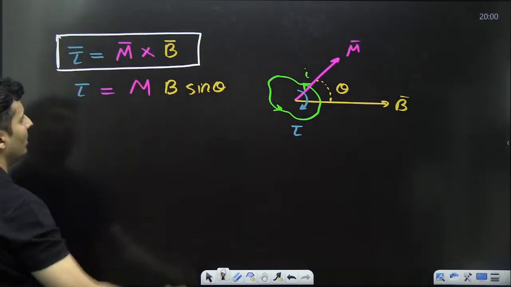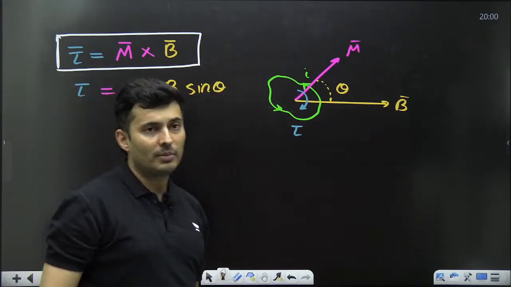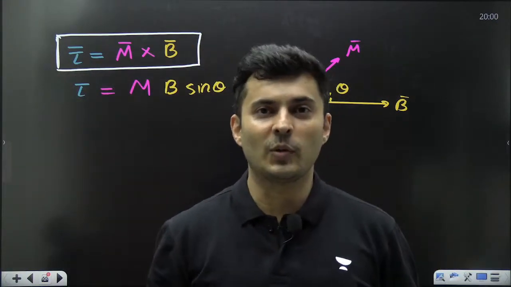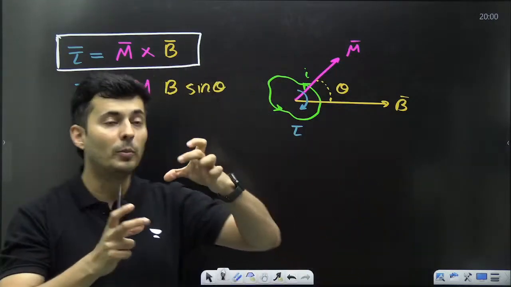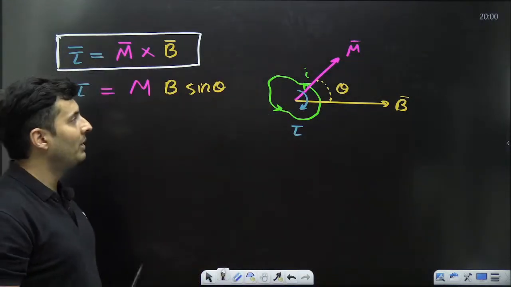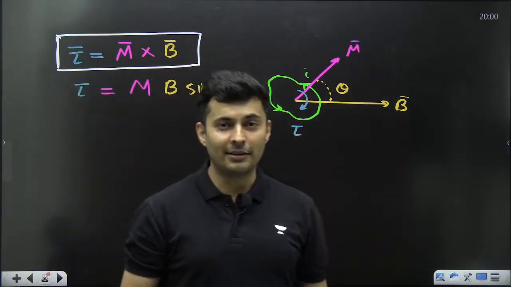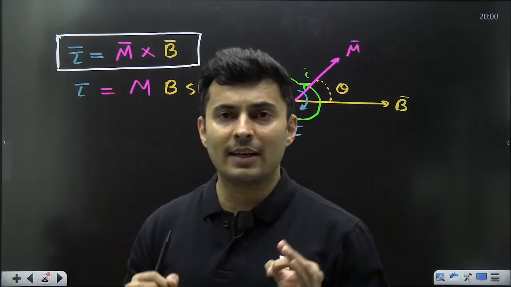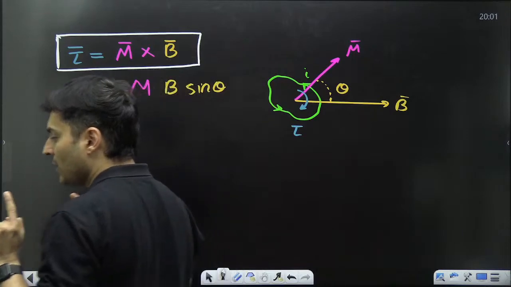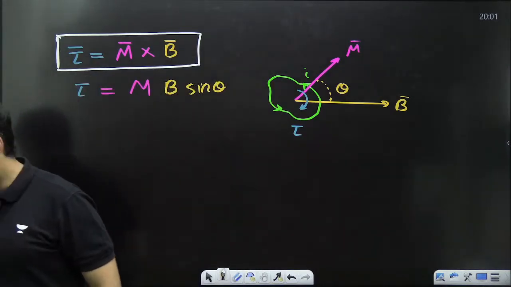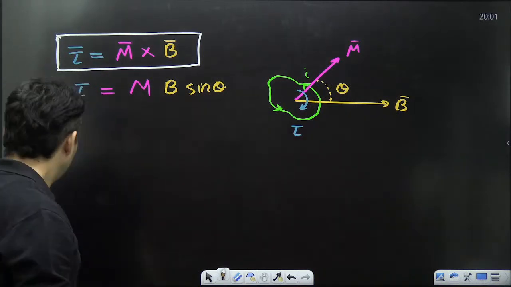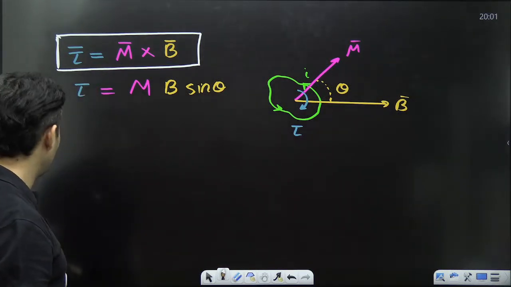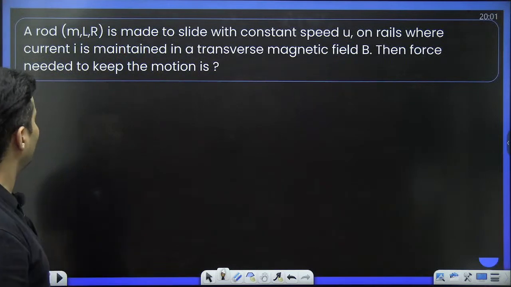Torque may or may not be zero, but force will always be zero. Keep this in mind. So torque depends on the orientation of the loop, on the magnetic moment, and on the magnetic field. Okay, everyone with me on this? Understood? Clear? Can we move ahead? Let's do certain questions on this particular theory.